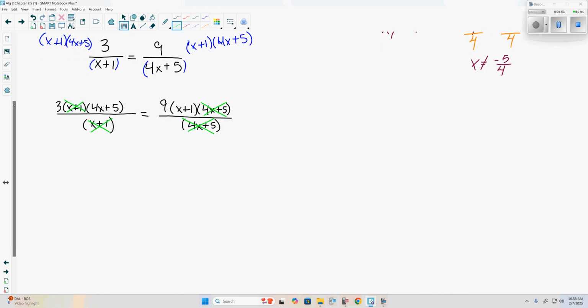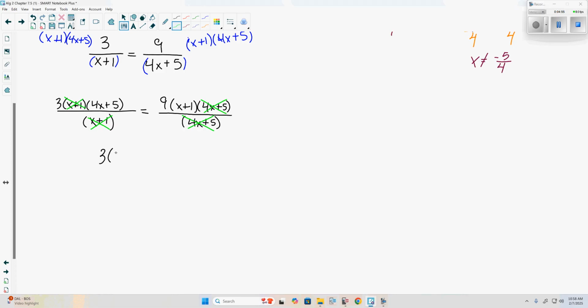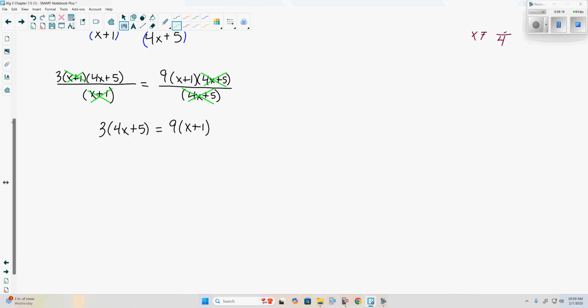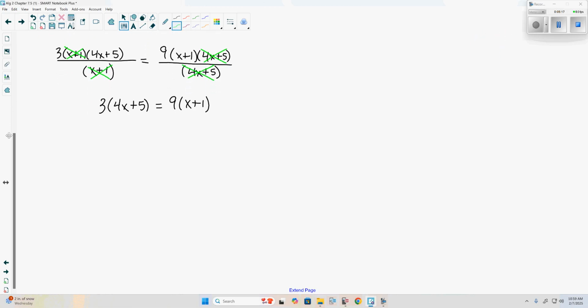And what that leaves us with is 3 times 4x plus 5 is equal to 9 times x plus 1. And that's the nice thing about using this least common denominator, because when we multiply through, instead of having two fractions on either side, we have two non-rational expressions. And we can solve from here.